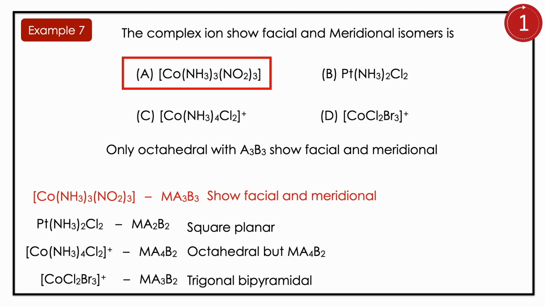But we should eliminate the other choices. Choice B is platinum with NH3 twice and Cl2. Platinum means square planar. It only has cis and trans. C is an A4B2 structure, where cis and trans forms are possible, not meridional. The fourth one, Cl2Br3, has only a trigonal bipyramidal structure. We need octahedral for facial and meridional. So the only possibility is A. The concept you have to learn here is that the question may come in reverse form. If you know the general formula, you know the isomers.